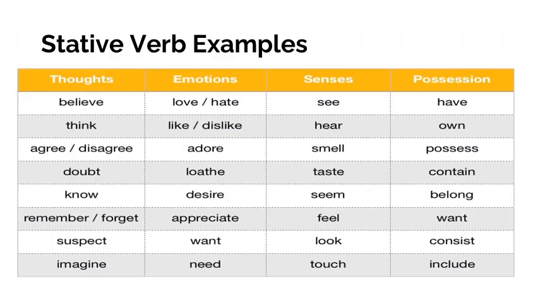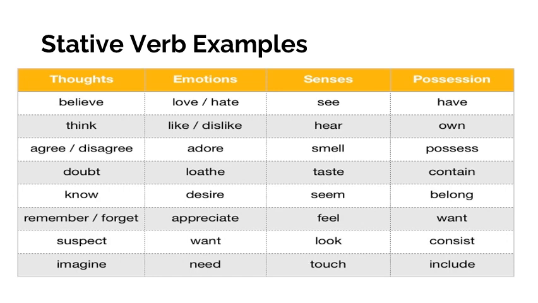And here is a list of what we call stative verbs. We have these ones: thought, believe, think, agree, disagree, doubt. This is to make them clearer for you. You can see the stative verbs examples, the ones that are related to emotions, senses, and possession.